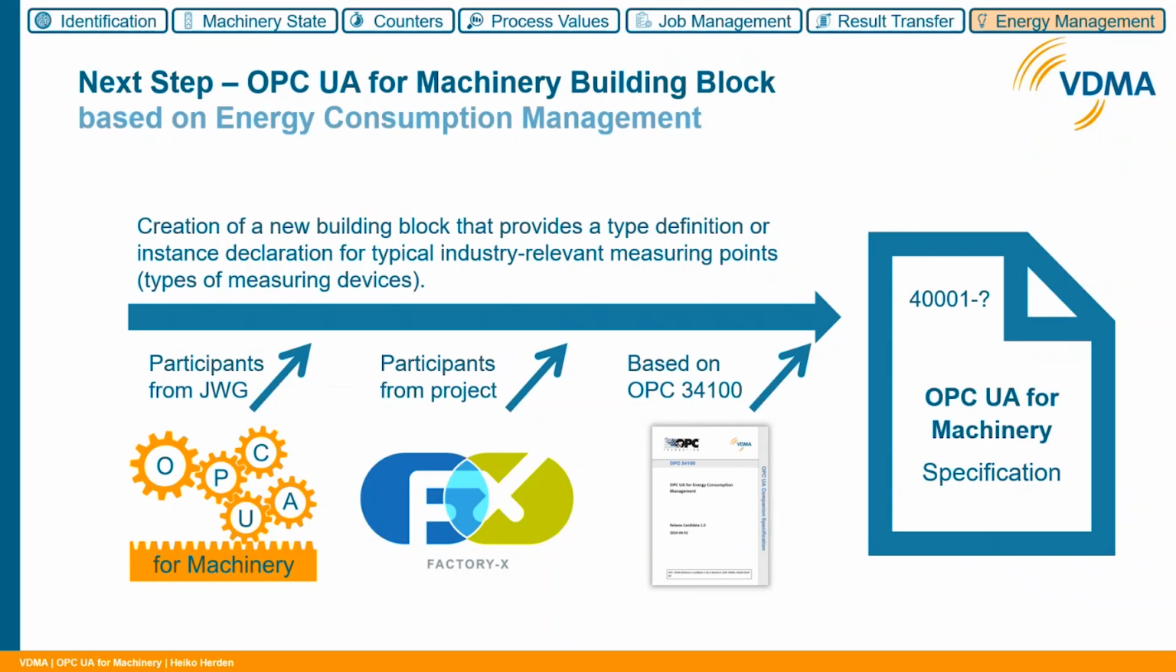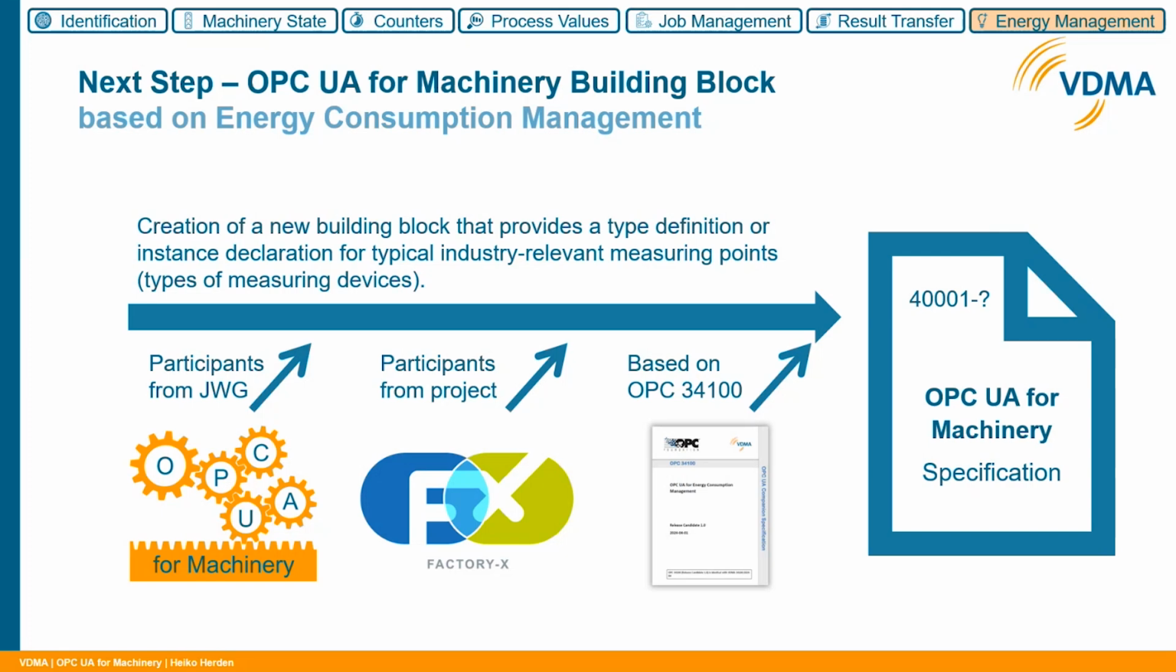But in the end, we also want to create a new building block in OPC UA for machinery that provides a type definition or instance declaration for typical industry relevant measurement points, so that you don't have to look through those 250 values, but that you just get a standard set of measurement values. And so this will work as a collaboration between OPC UA for machinery and the research project Factory X, or industry project Factory X, and we will base it on this 34,100 specification, and it will become a new OPC UA for machinery building block in the end.